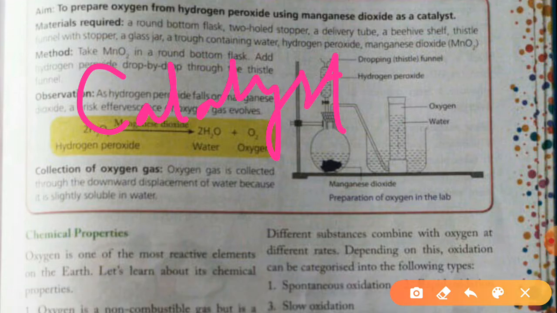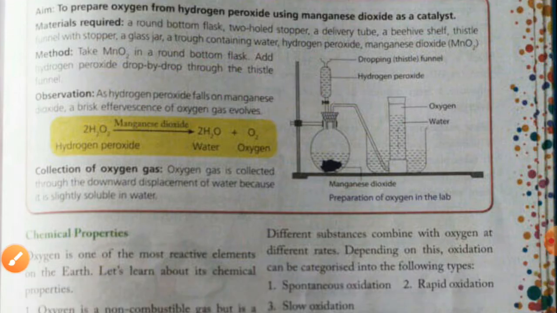So what is a catalyst? A catalyst is a substance which is used in the reaction just to speed up the reaction, and it helps the reaction to occur. And one more thing, the catalyst will not take part in the reaction, but it will just speed up the reaction.